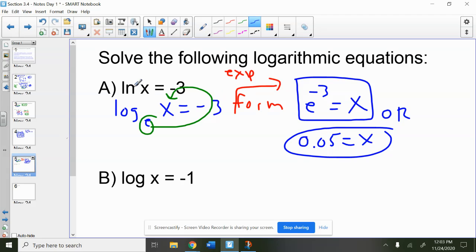One thing is the domain with logarithms always has to be positive. So if I take a natural log of something, it's got to be bigger than 0. So if my answer was a negative, that would be extraneous. I wouldn't be able to do it. It wouldn't be a part of its domain. In this case, I don't have that.